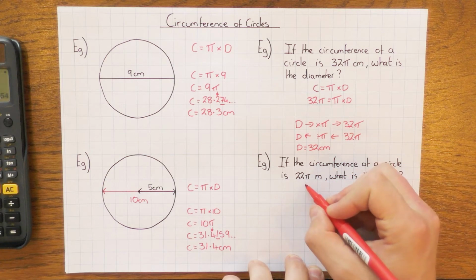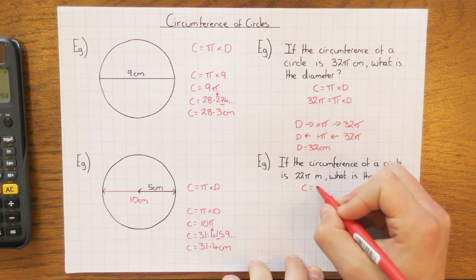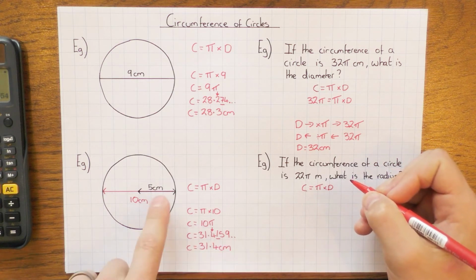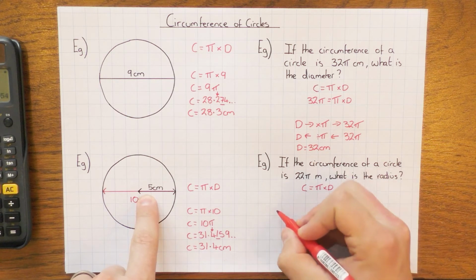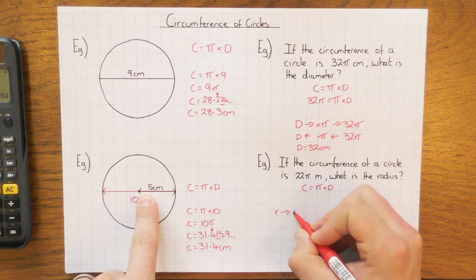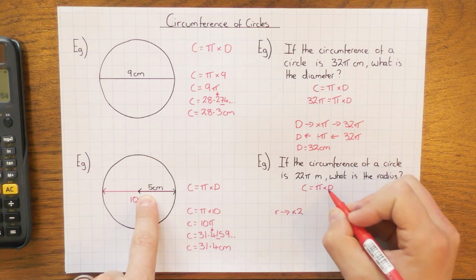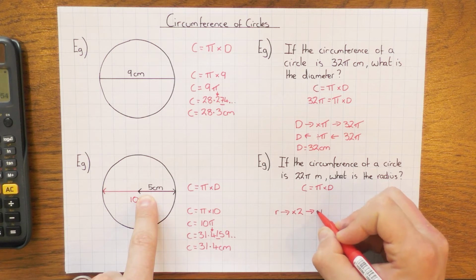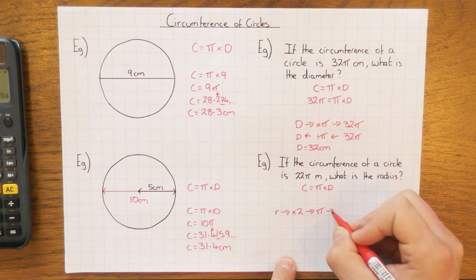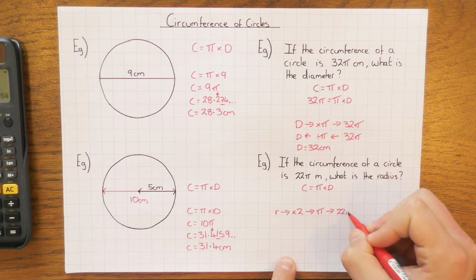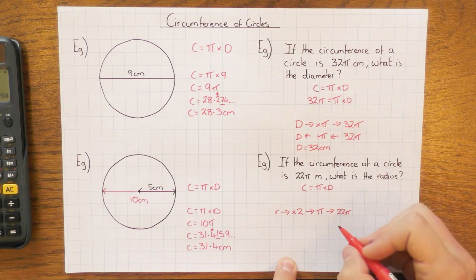But let's just have a look. If I have the circumference, and that equals pi times the diameter. So if I have the radius, like I did here, so again, flowchart. If I have the radius, what do I have to do? I have to double it, which gives me the diameter. I then times the diameter by pi, and then that gives me the circumference, which we know is 22 pi, like so. And then I have to go backwards.